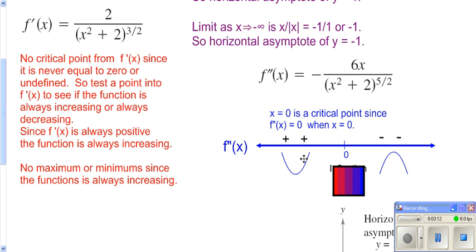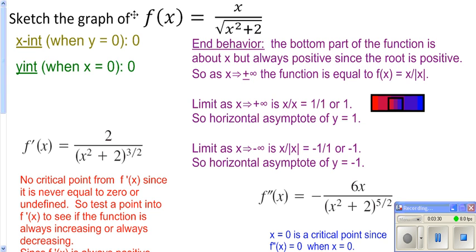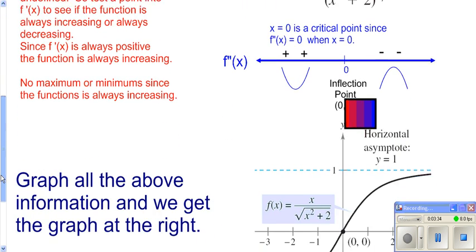Since our problem is switching from concave up to concave down at 0, that means we would have a point of inflection. Well, how do we figure out the y-coordinate when we're looking for a point on our graph? Well, then you have to plug it into your original function. Take 0, plugging it into your original function, and we end up getting 0. So the point of inflection is the origin.